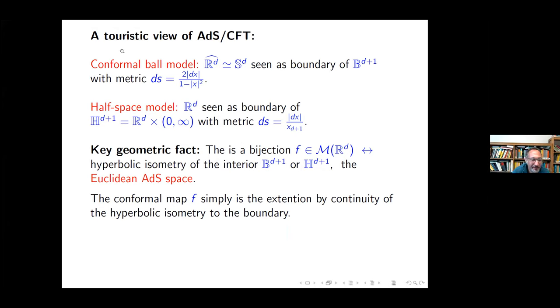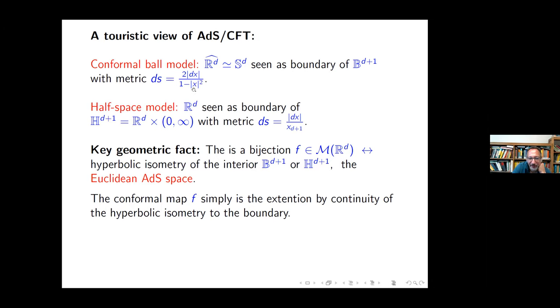So okay, there is something called the conformal model. It's a particular realization of this as a Riemannian space, a symmetric space. So the R^D with a point at infinity, which is basically a d-dimensional sphere, can be seen as the boundary of a ball of dimension d plus one. So the unit ball of dimension d plus one. And you put on this ball the following metric.